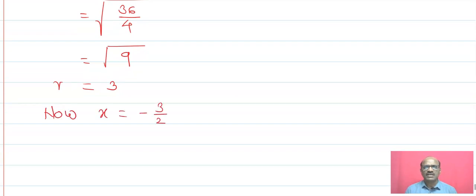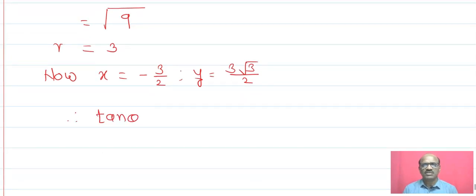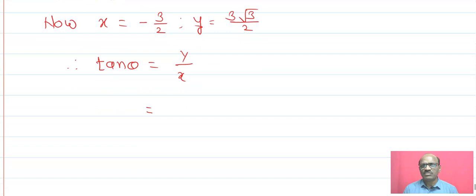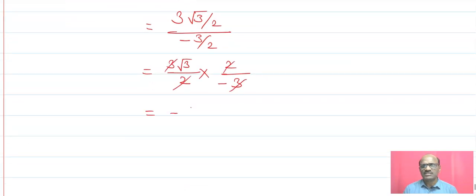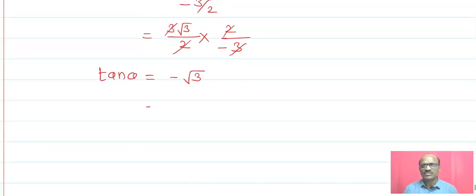Now, x is equal to minus 3 by 2 and y is equal to 3 root 3 upon 2. We can find the angle by using tan theta is equal to y upon x, that is 3 root 3 upon 2 over minus 3 by 2, and the point lies in the first quadrant. That is, tan theta is equal to minus root 3. Therefore, tan theta is equal to minus tan of pi by 3.